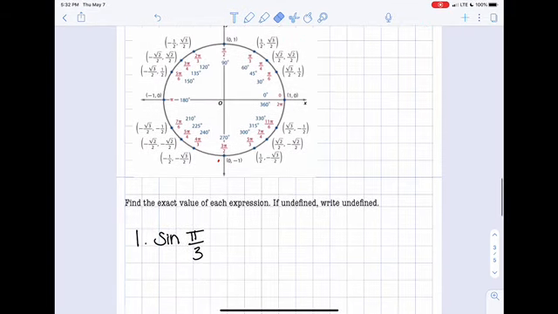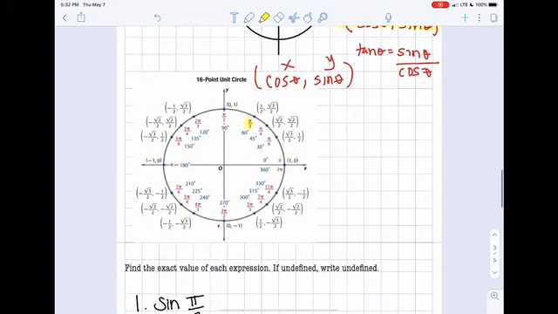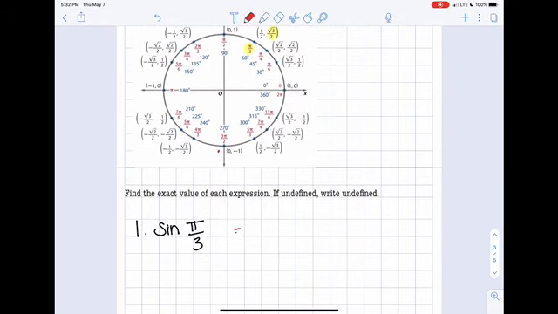Let's start off with sine of pi over 3. What's the exact value of this? So again, I first find that angle measurement pi over 3 on my unit circle. That's here. And I know it's asking for sine, so I know that sine is whatever the y value is. My y value is square root 3 over 2. So the answer is square root 3 over 2.